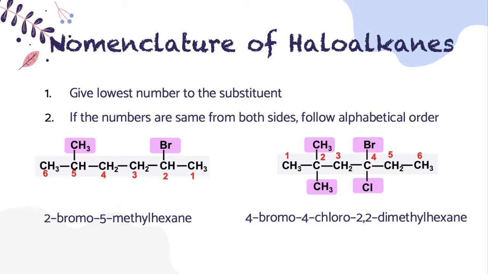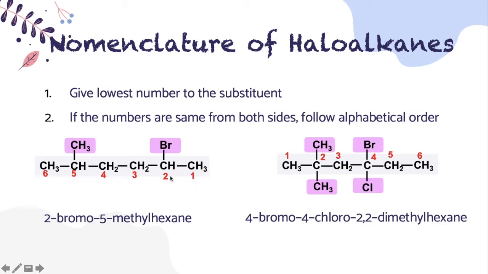Nomenclature of haloalkanes. First, give the lowest number to the substituent. If the numbers are the same from both sides, follow alphabetical order. 2-bromo-5-methyl-hexane. The parent name is hexane, the longest carbon chain which has the halogen bonded to it, because it's a haloalkane. So this is the longest carbon chain which has the halogen.